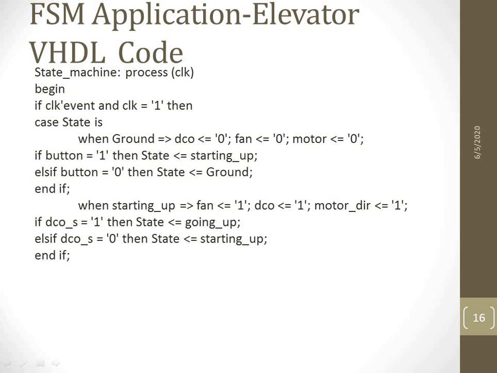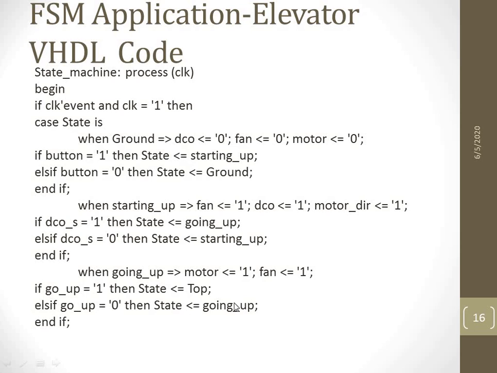In the going up state, motor direction is shown, but in the previous case the motor is not running. Here the motor runs and the fan also runs. Fan 1, motor 1 means they are running. And if go up is 1, then it moves to the top. If not, it will just show going up, that's it.